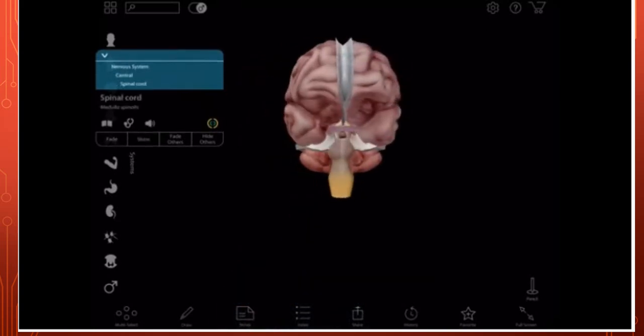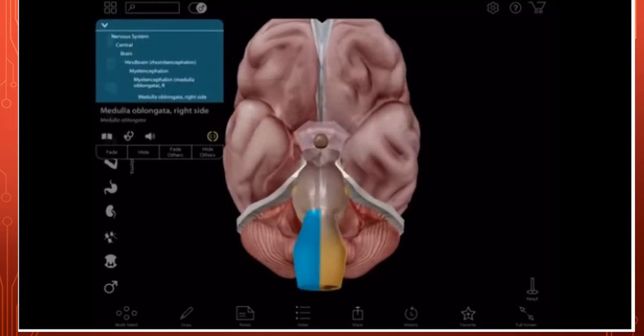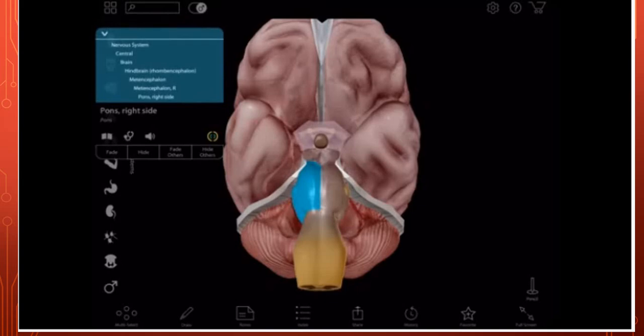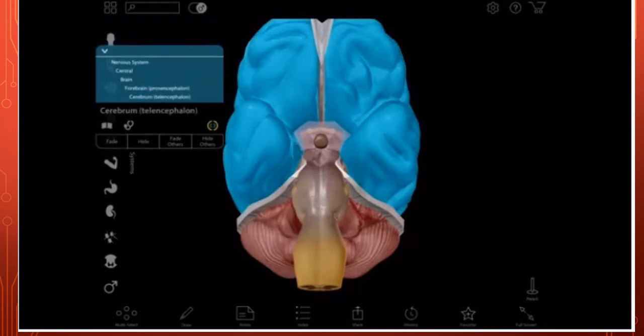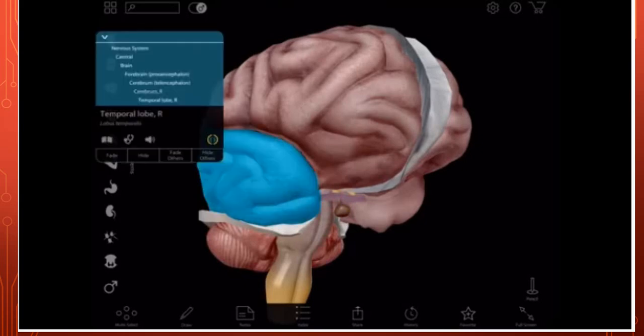I'm going to rotate the model so we can see things from an inferior view. You can see the medulla oblongata, the pons, and the cerebellum. These structures make up the rhombencephalon, or hindbrain, and are responsible for controlling autonomic functions like breathing, the beating of the heart, and digestion, as well as fine-tuning body movements in terms of balance and posture. Okay, and now on to the main event, the telencephalon, or the cerebrum. The cerebrum is the largest part of the brain and is categorized into functional areas called lobes.